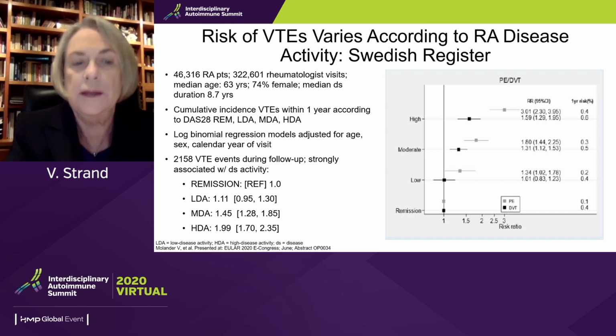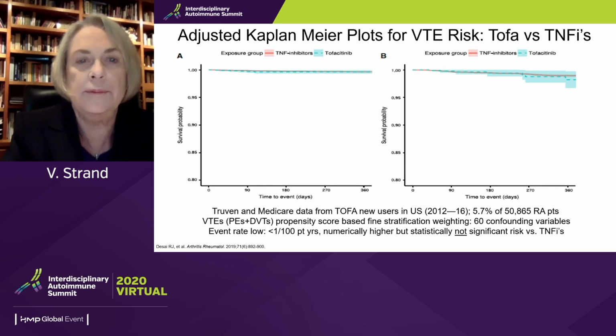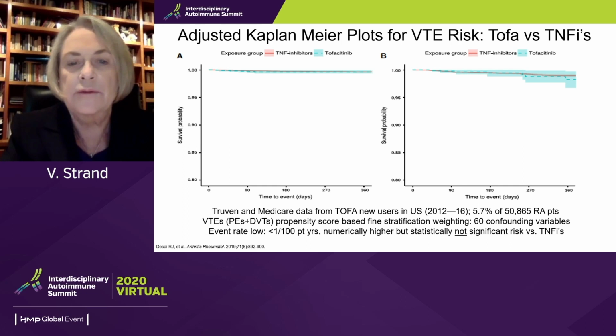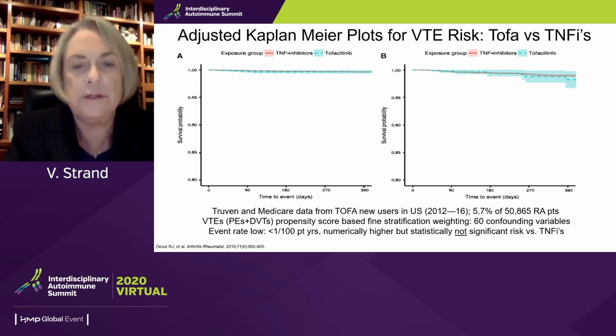And then we also see the Kaplan-Meier plots for VTE risk. This is from the Truven and Medicare database from last year, looking at new uses of TOFA from 2012 to 2016 versus new users of TNF inhibitors. And although there was a numerically higher risk, it was statistically not significant. And I think that's very important.